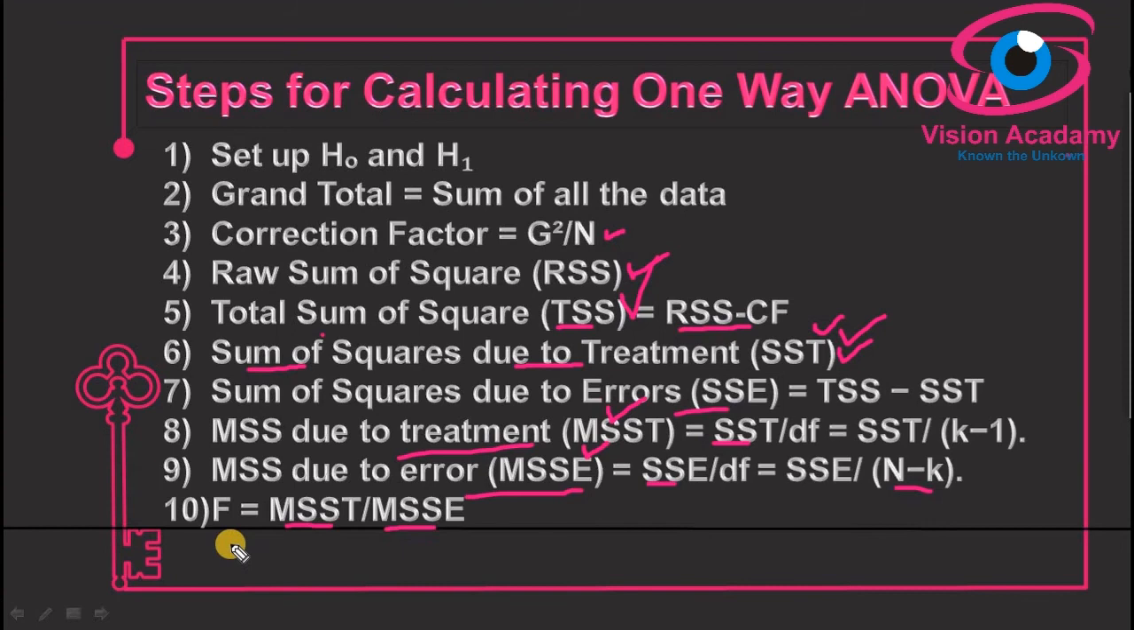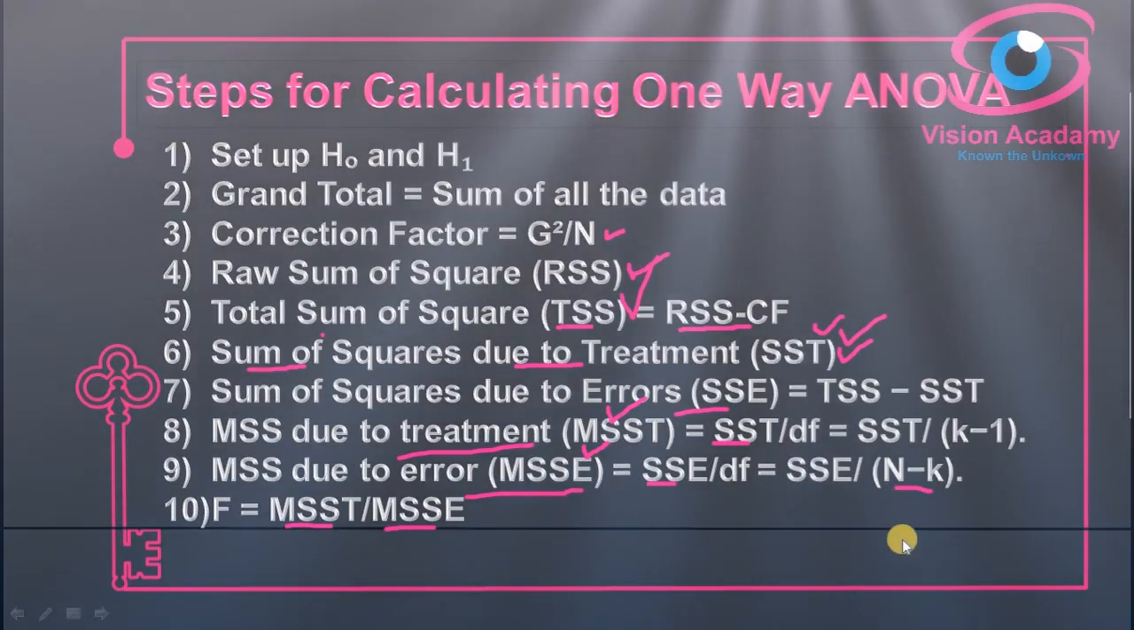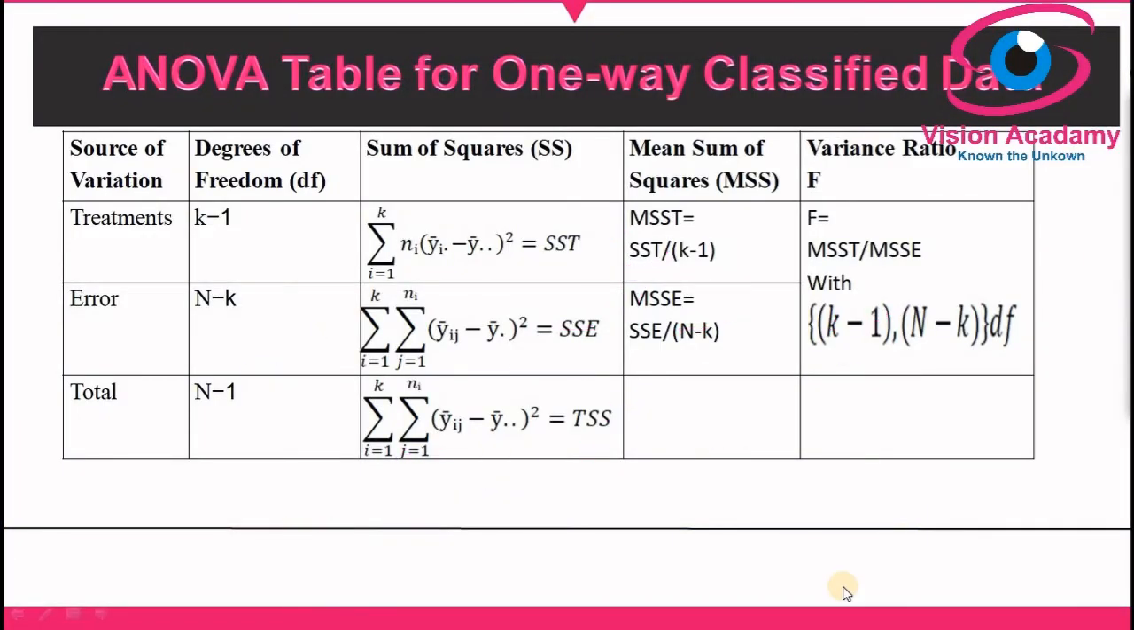So by this way, very importantly, we need to follow these 10 steps in calculating one-way ANOVA. Most of the steps are going to be similar for two-way ANOVA also. After finding these 10 steps, we will plot all the data into the table, that is the one-way ANOVA table. The other name is ANOVA table for one-way classified data. So here very importantly, you need to learn how to form this table.